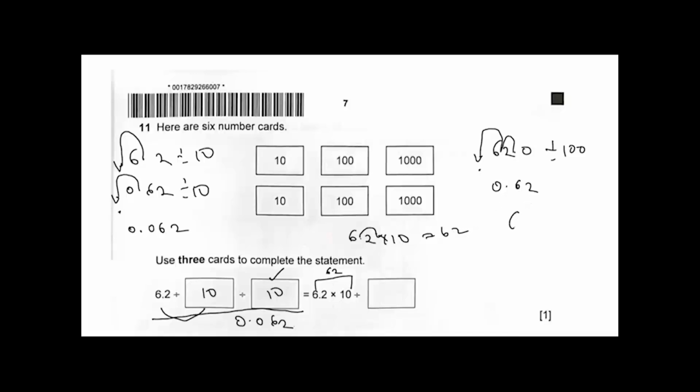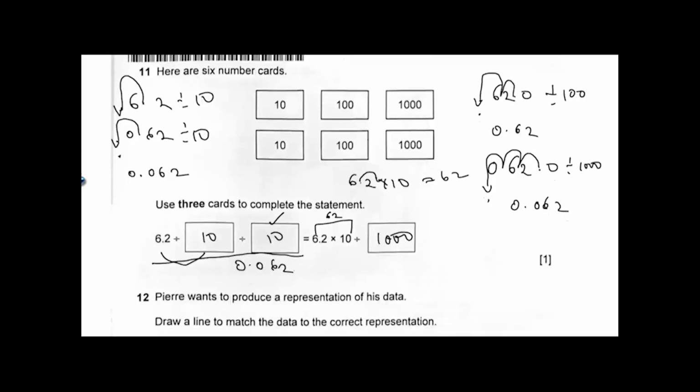So let's check that. We have 62.0 divided by 1000. That means we have to shift the decimal point backward 3 times. We have 1, 2 and 3. So the decimal point is here, and we need to fill up this with 0. So that means we have 0.062. So you have 1000 here. So the correct cards are 10 here, 10 here, and 1000 here. So let's scroll down for the next question.